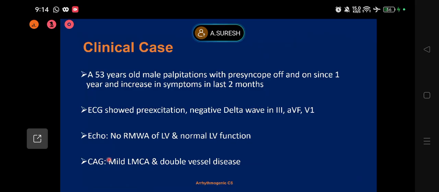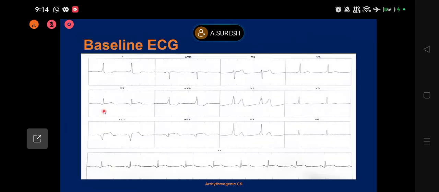ECG showed pre-excitation, with a negative delta wave in 3 and AVF, and echo showed normal LV function. Angiogram showed mild double vessel disease. So this is the baseline ECG. In lead 2, there was no negative delta wave. The delta wave was negative in 3 and AVF, and pre-excitation was there. By this ECG, we think of a right posterior axillary pathway.